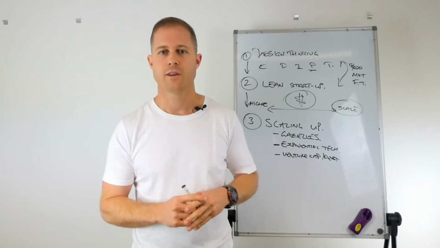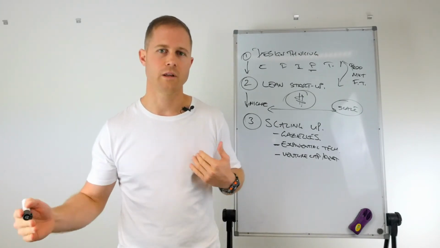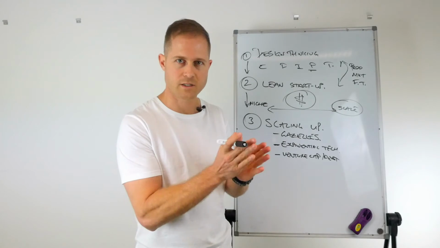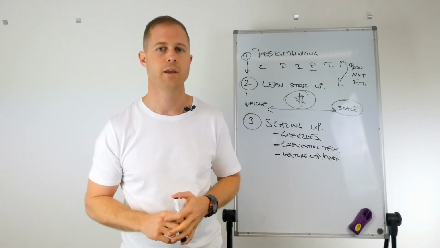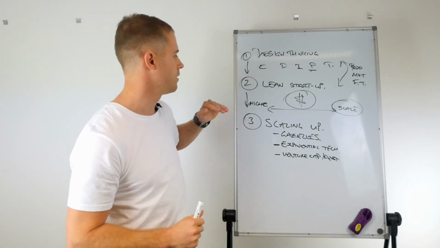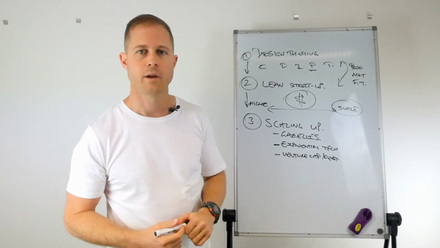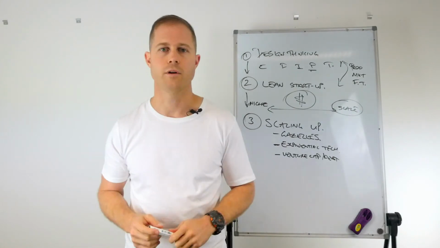So in summary, these are the methodologies that we use over in country to take something from nothing to a successful business that's scaling up. It involves 3 processes: design thinking, lean, and scaling up. And within those there are key components.